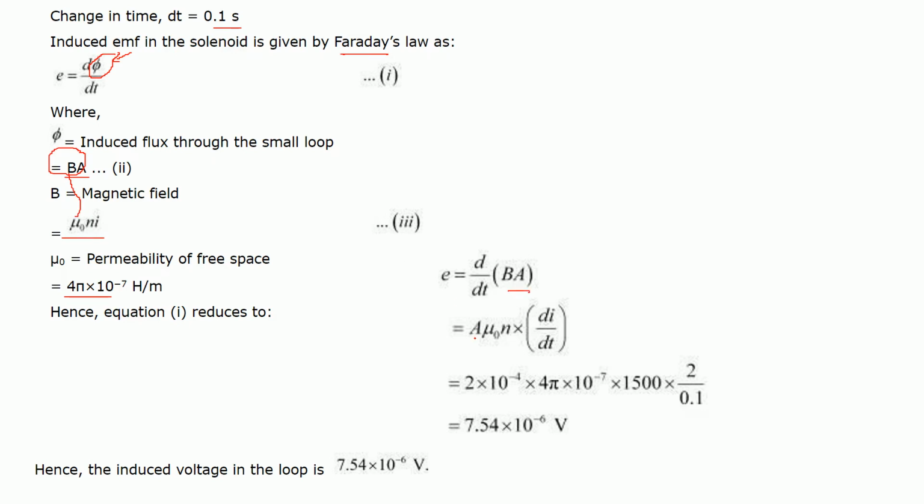We take A mu 0 N outside, and di by dt will remain inside. Now di by dt, di is 2, dt is 0.1 second as we just said. 4 minus 2 is 2, and dt is 0.1. Other values we are aware of. Put this in and we get the induced voltage to be 7.154 into 10 to the power minus 6 volt.